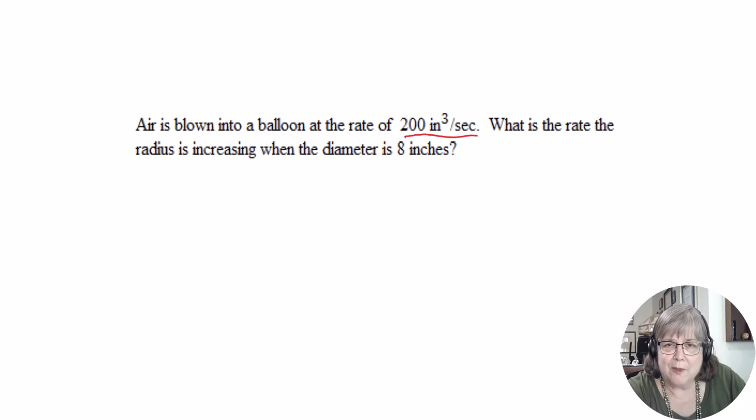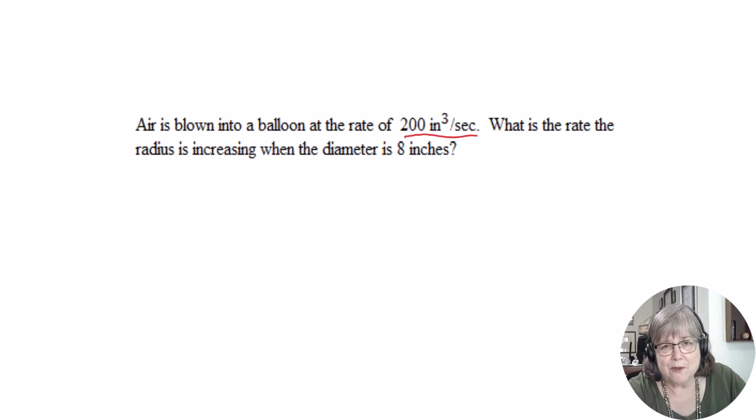If they're talking about cubic inches, they're talking about a volume. If they're talking about square inches, they're talking about an area. So since they refer to one of the units as cubic inches, they're talking about a volume. So you think, well, what do I know about the volume of a sphere? Well, what you know is there's a formula.